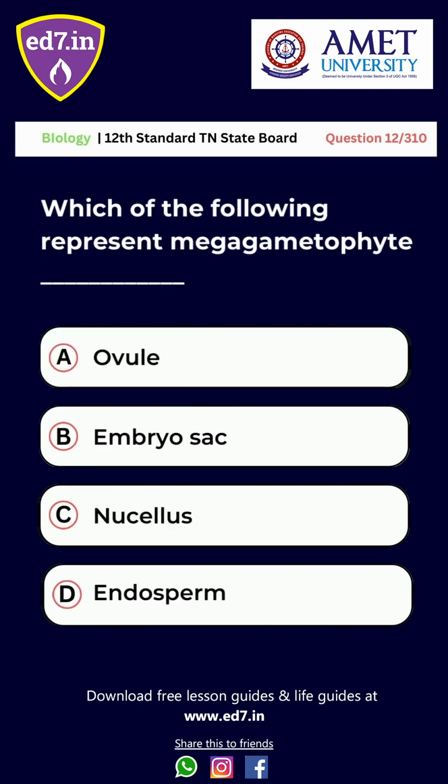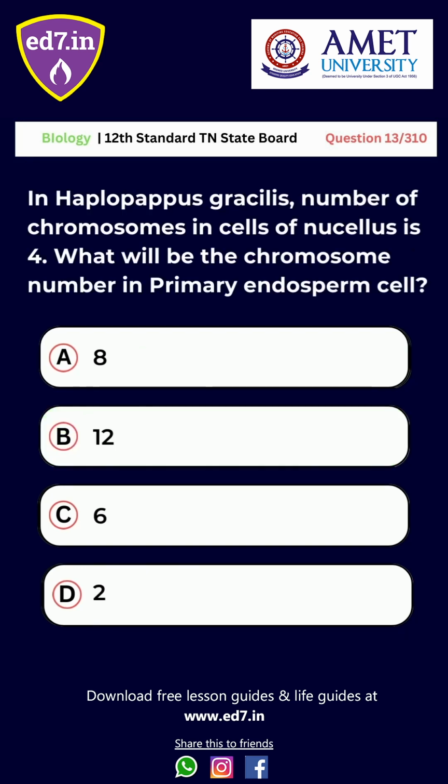Question number 12. Which of the following represent megagametophyte? Option A, ovule. Option B, embryo sac. Option C, nucellus. Option D, endosperm. And the right answer for this question is option B, embryo sac.